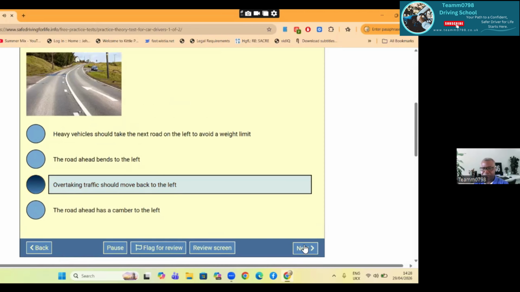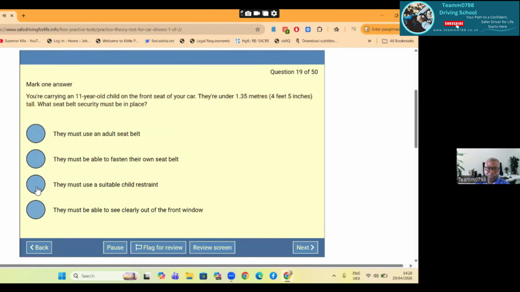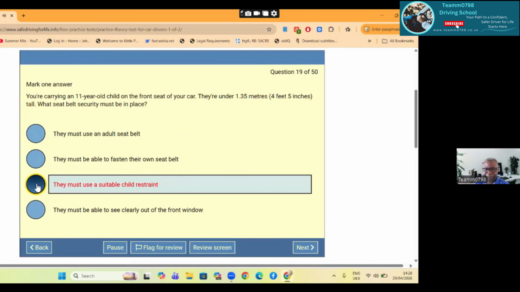Okay, mark one answer. You're carrying an 11-year-old child on the front seat of your car. They're under 1.35 meters, 4 feet 5 inches tall. What seat belt security must be in place? Okay, they must use a suitable child restraint. Suitable child restraint. Yeah, that's the correct answer.